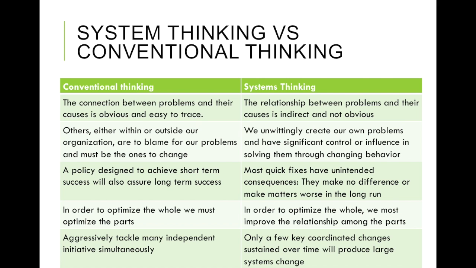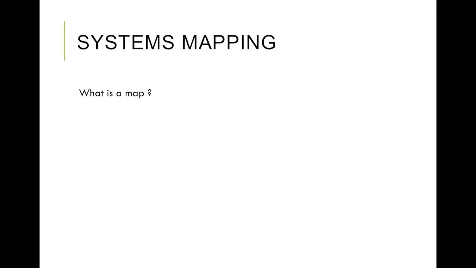We also discovered that, in terms of addressing these problems, we need a different way of thinking, and that conventional thinking is sometimes not the right way to actually address these wicked, systemic, and complex problems. So we then started talking about systems thinking. What I would like to take you through now is an analytical tool or a method that can help you with systems thinking. That tool is called systems mapping.